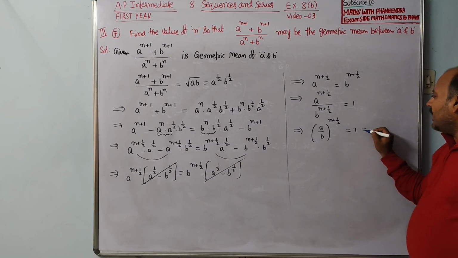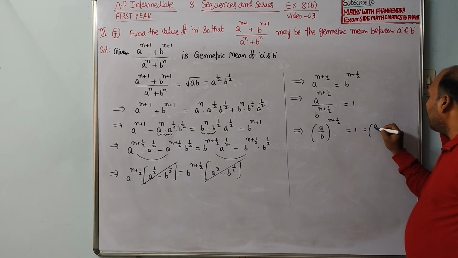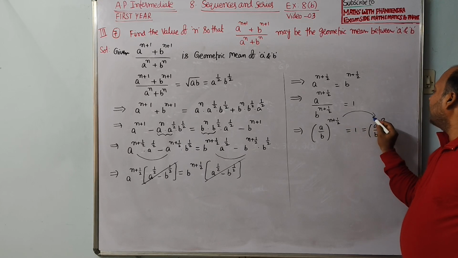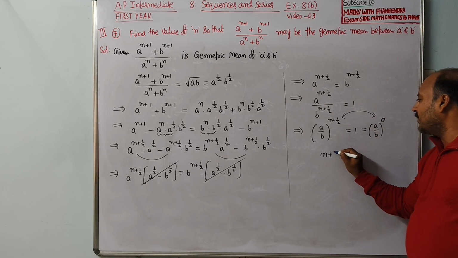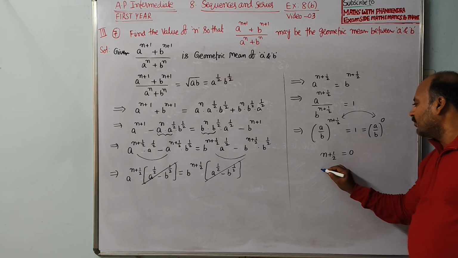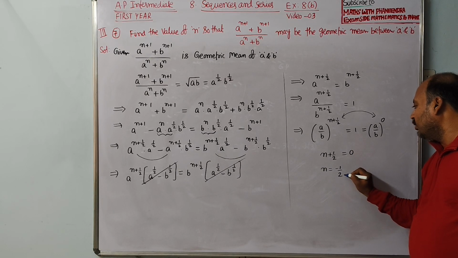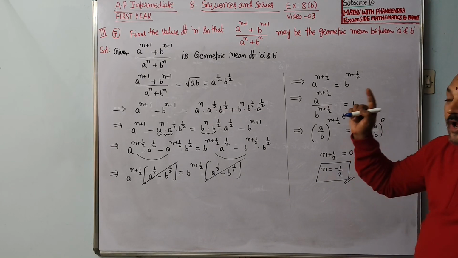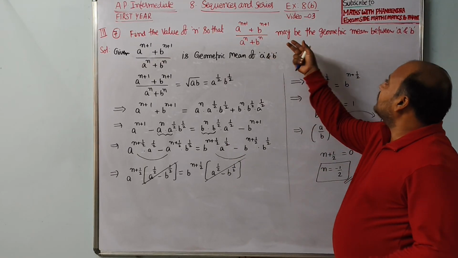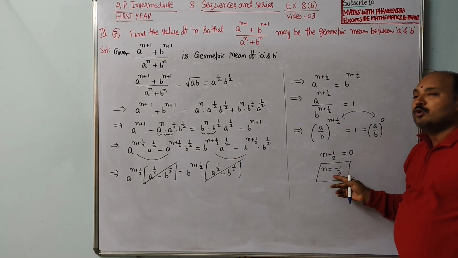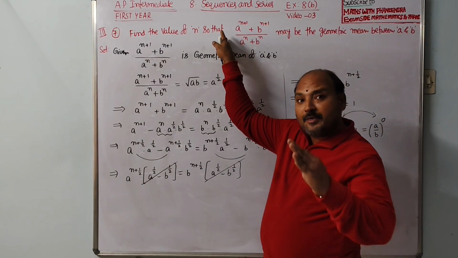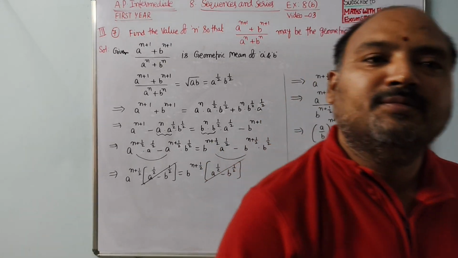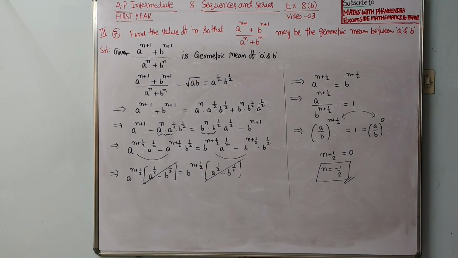So 1 can be written in terms of (A by B) whole power 0. So bases are equal, powers should be equated. So that means (n+1)/2 is equal to 0, n is equal to minus 1 by 2. So n value is minus 1 by 2. So for what value of n this represents the geometric mean? Whenever n is equal to minus 1 by 2, it represents the geometric mean of A and B. Okay, dear students, we'll move to the next question.